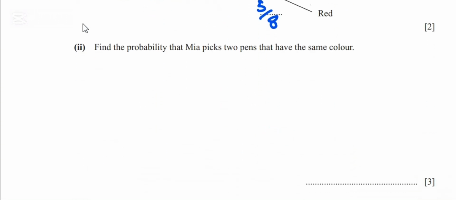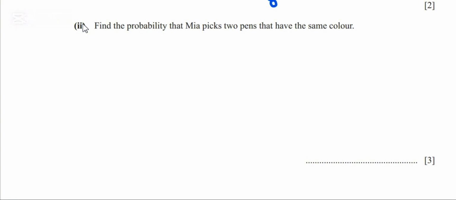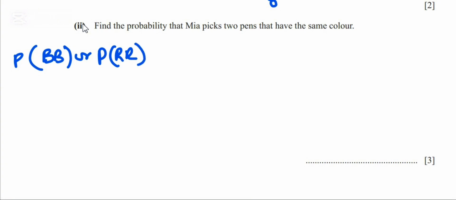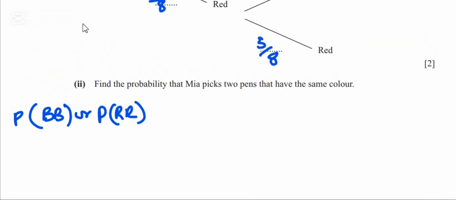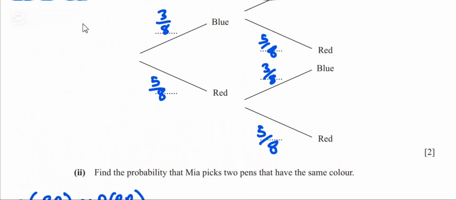All right, the next question says find the probability that Maya picks 2 pens that have the same color. When they tell you to find the probability of picking 2 pens of the same color, it means they're asking you to find the probability that the pens picked were both blue, or the probability that the pens picked were both red.